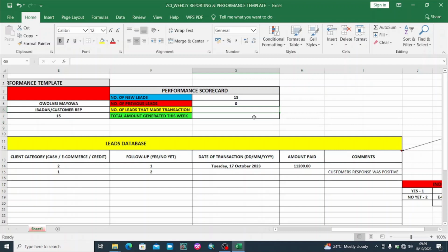Now, leads that made a transaction this week, in the reporting that I'm currently doing: how many of my leads have made a transaction? It's just one, which is Mr. Tadi. Now, total amount generated this week. How many people did business, and how much did I generate from these people? It is 11,200.